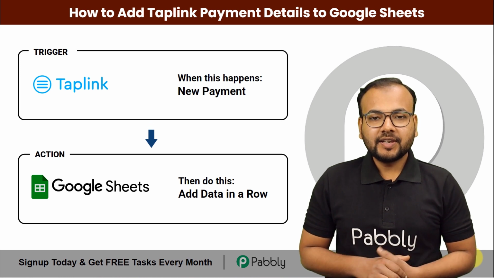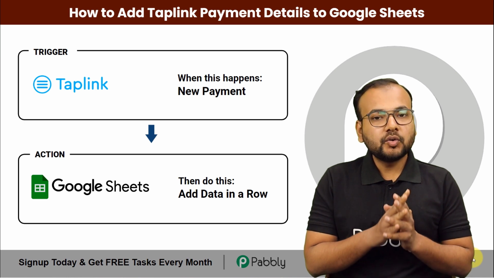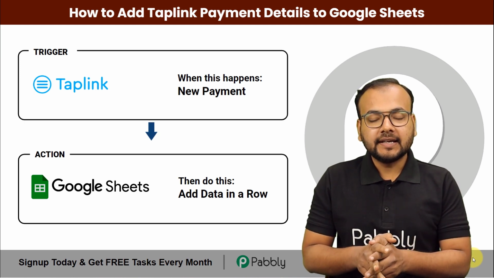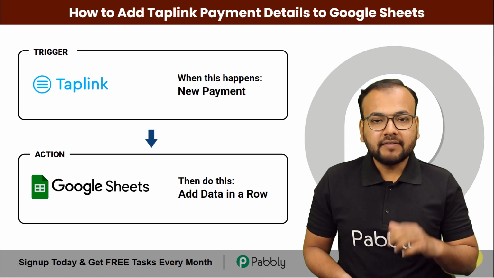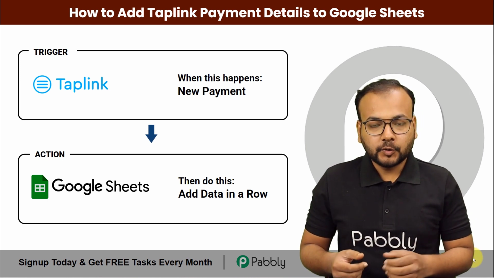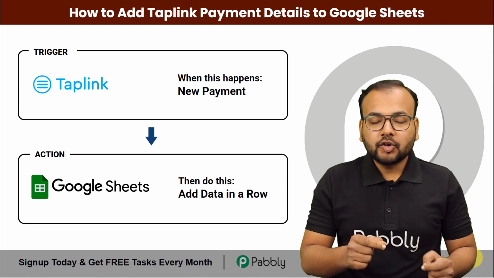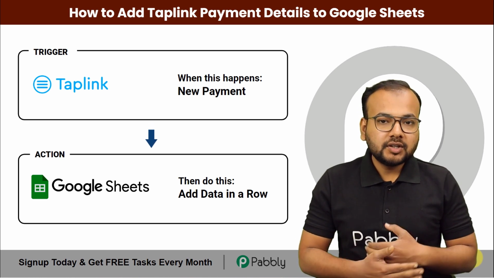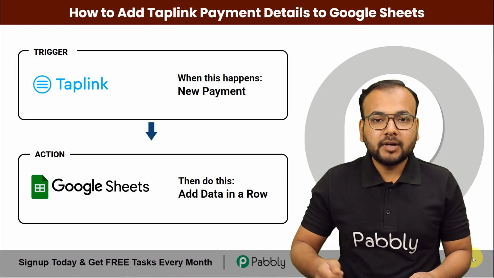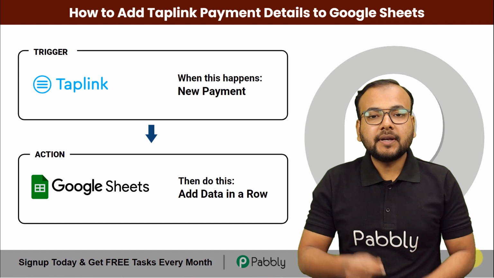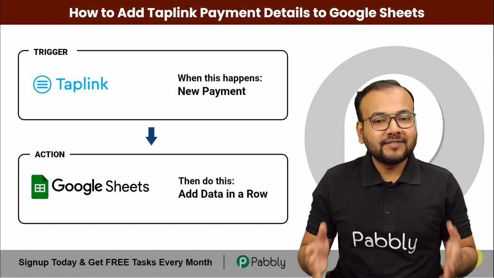In this video, you will learn how you can collect Taplink payment details into Google Sheets automatically. So guys, Taplink is a micro landing page builder by which you can also collect payments. So if you're collecting payments from Taplink, this automation is for you here. As and when you are going to collect any payment, you don't have to manually save the data of the payments into your Google Sheets. It will happen automatically, and we are going to set up this automation without any coding very easily.